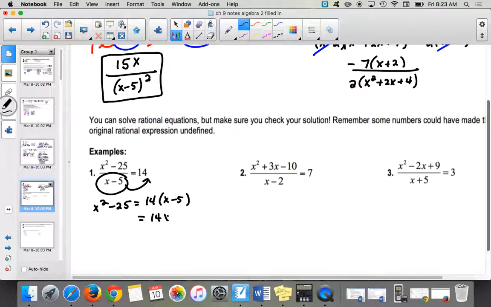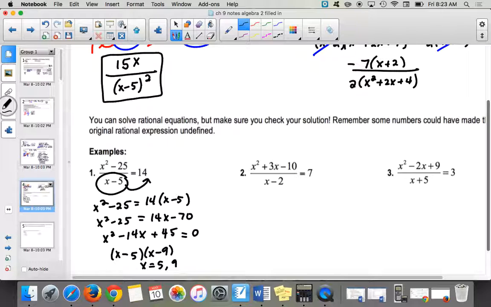And I would then multiply out, and get everything on one side. So I'd have x squared minus 14x, and then I'm going to add the 70 over, so I'd have plus 45. Then I factor into x minus 5 and x minus 9. So we would get two solutions, 5 and 9.